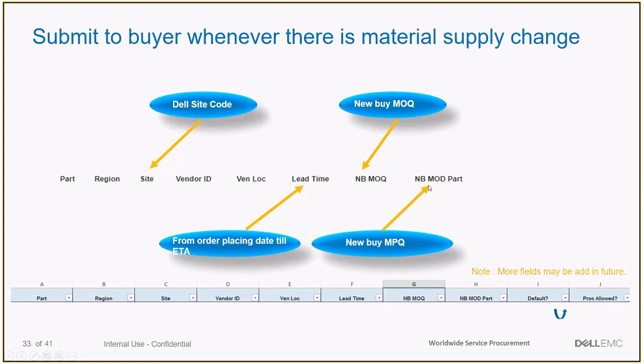And MOD, this term is sometimes confused, but in short, you know this is for box quantity. So for example, you can say for the cable, MOQ is 1000 and one box is 100. So this is the meaning.